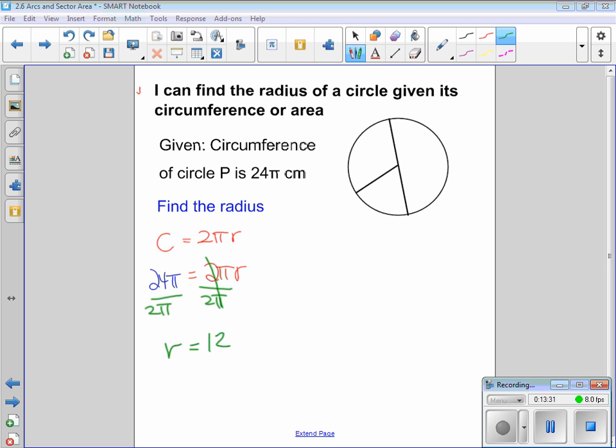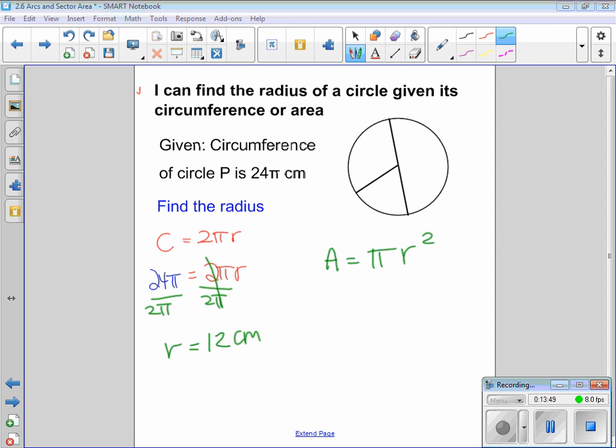Hey, notice the 2 pi's on the left-hand side of the equation actually cancel out, and the 2 goes into the 24. It leaves me 12. But now I don't have any units on this. I want you to look up the information and see if you can figure out what units I should have. Hopefully you saw it as centimeters.